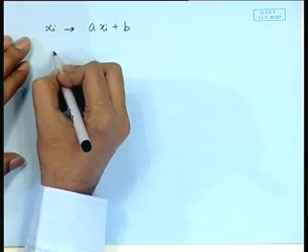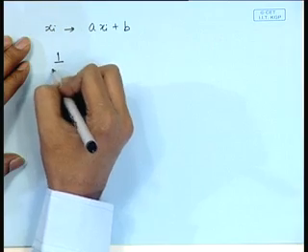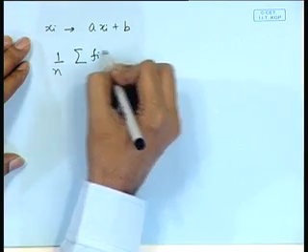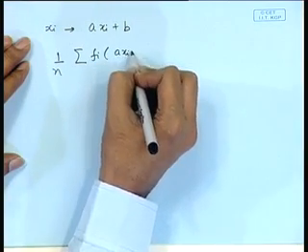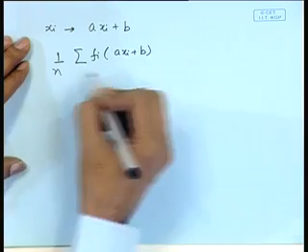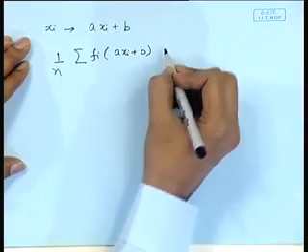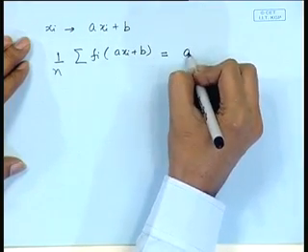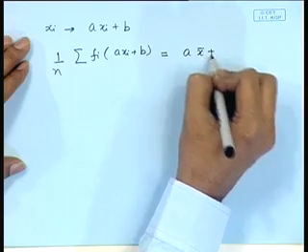In that case, your arithmetic mean will become 1 by n sigma fi (a xi plus b). This, even if we expand, then I get a times x bar plus b.